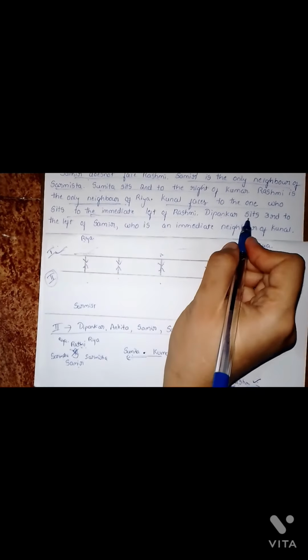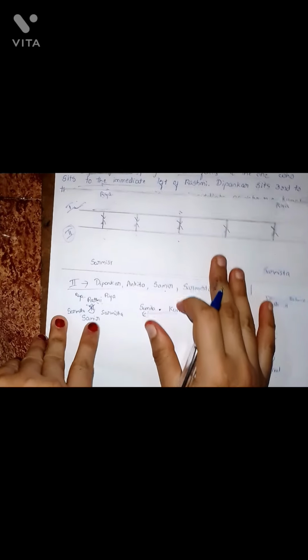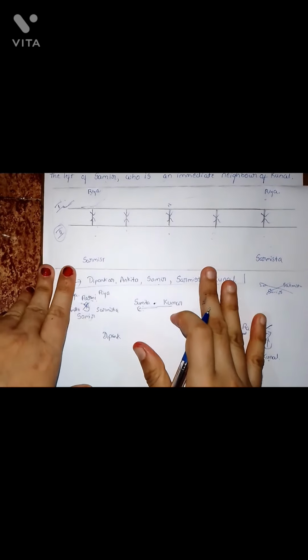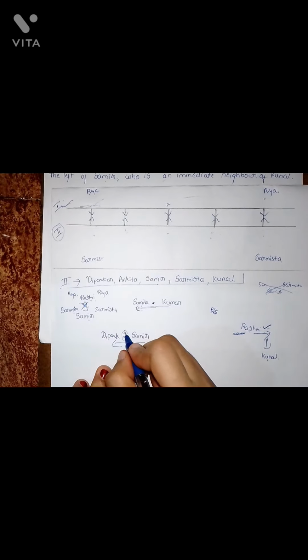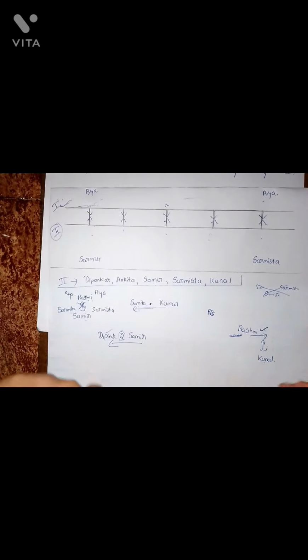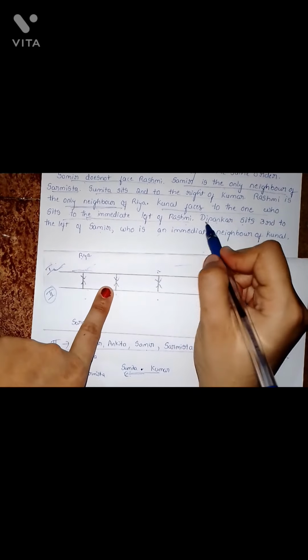Deepankar sits third to the left of Samir, which means Samir is seated in the second row, right? That means our left is Samir's left. Okay, so Deepankar sits third to the left of Samir. Samir's two spaces, and here Deepankar. Okay, we have to do it like this.